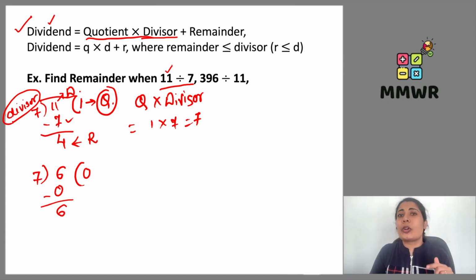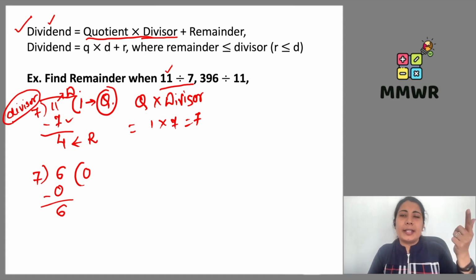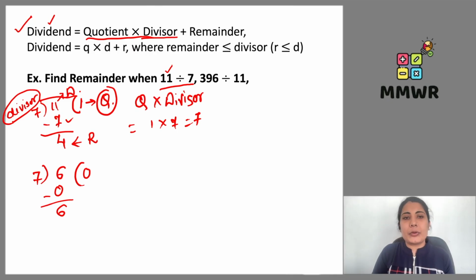Okay, and this cross checking method, for that we have this remainder theorem. How are we going to cross check whether our division is correct or not? For that, we simply substitute the value for quotient here is 1, the value for divisor here is 7, and the value for remainder here we have 4.